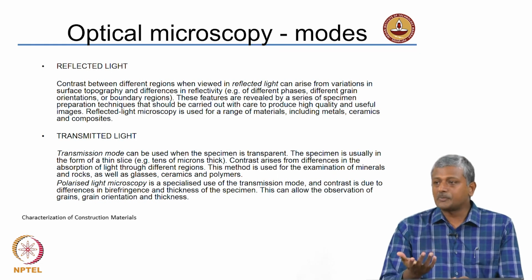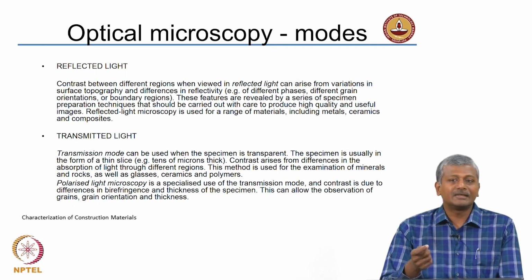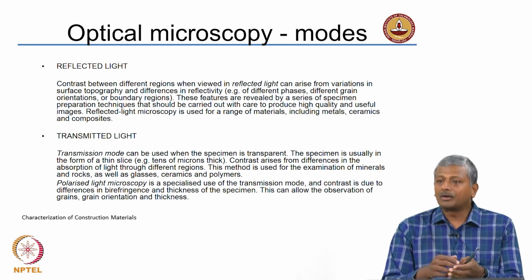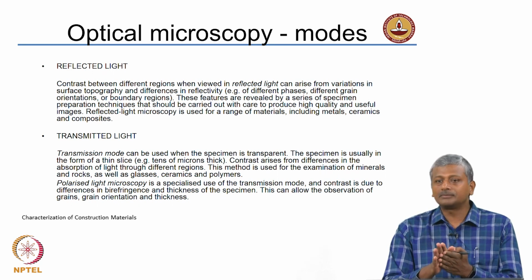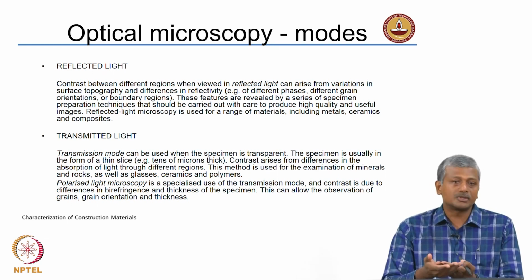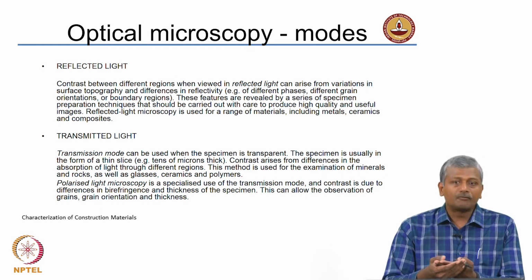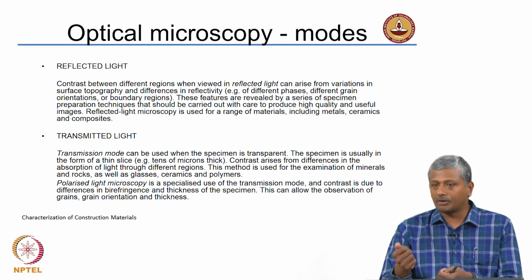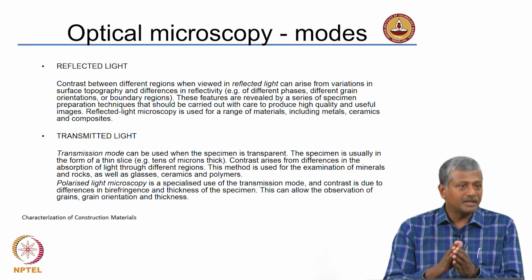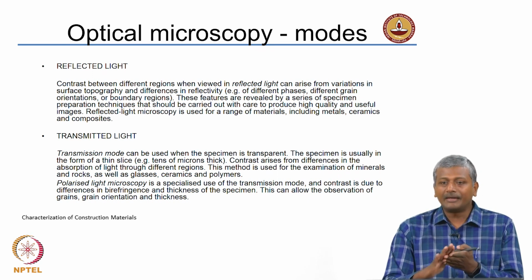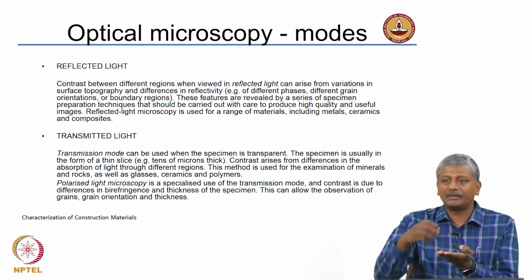In the case of a transmission mode of microscopy, your specimen is either transparent or can be ground to make it almost translucent or even transparent. For example, when you have to observe the surface of rocks or mineralogy of rocks, very often we make thin sections of these rocks and transmit the light through it and then do the imaging.